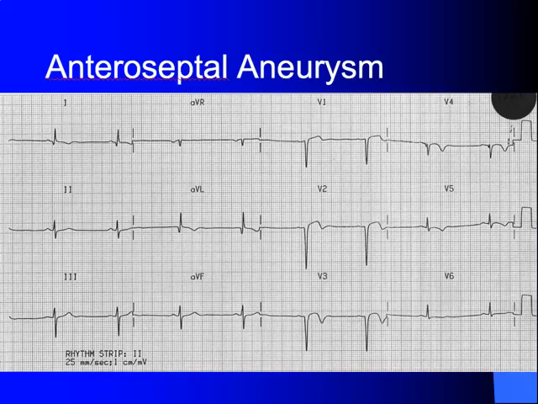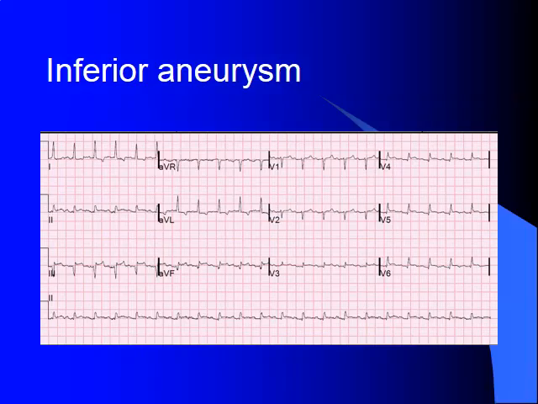Here's an example of an anteroseptal aneurysm. Looking at our precordial leads, we see ST elevation in V1, 2, 3, and maybe 4, but we don't have any hyperacute T waves. We also have a very exaggerated QS wave in these leads as well. So another example here of an inferior aneurysm. Looking at our 2, 3, and aVF, we see the ST elevation with no hyperacute T wave. And we have the QS wave in 2, 3, and aVF.